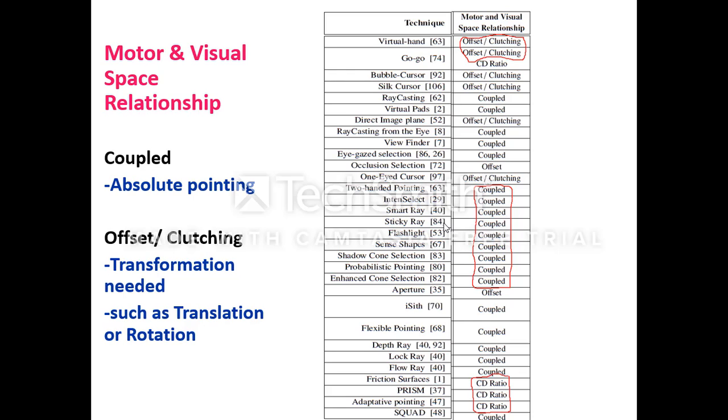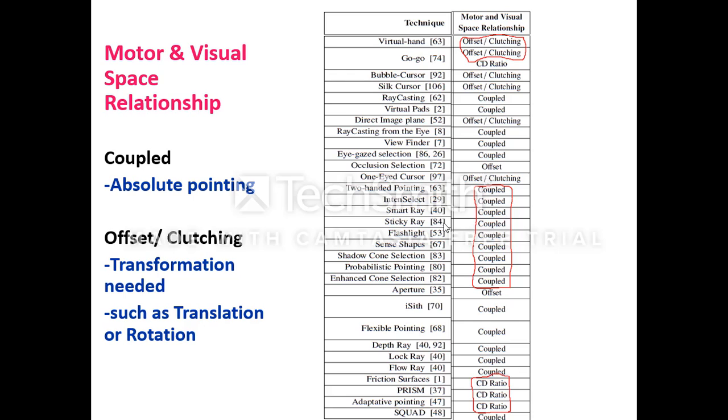A perfect example of this is where, let's say, you have to aim the ray up high. You need to raise your hand for a long period of time in order to get that angle right. So in the go-go technique, you can have a constant offset. You don't have to raise your hand that high. You just move a little bit up, and that would not cause that much fatigue. Whereas in the virtual hand technique, you would have to aim high for a long period of time, and that would cause fatigue.